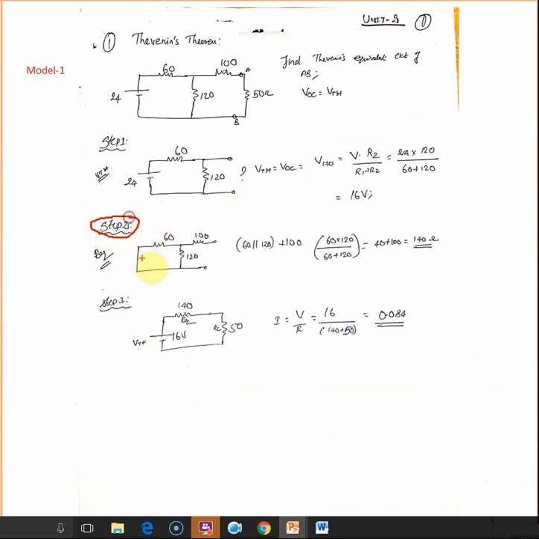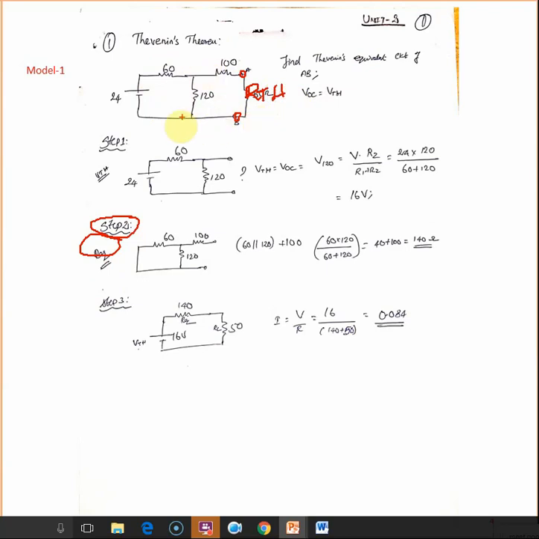Find out the RTH. For both Thevenin's theorem and the Norton theorem, finding RTH is common. How to find the RTH? The load resistance is removed. Mark the point A and the point B. In the circuit, with the load resistance removed, at this point you write RTH. This is step number one.